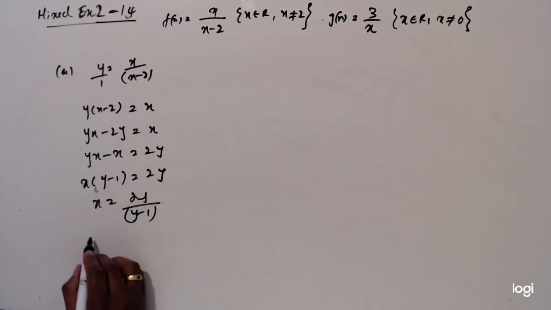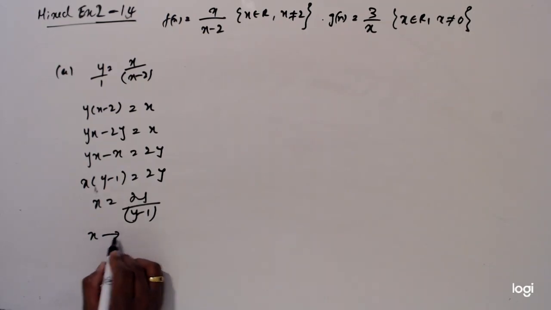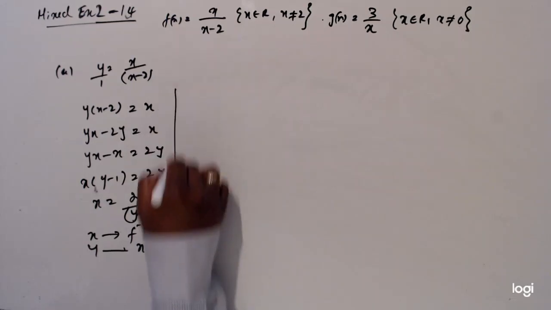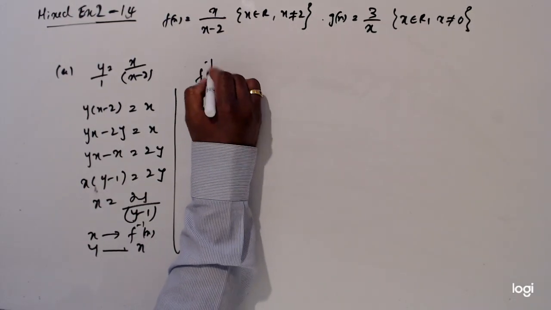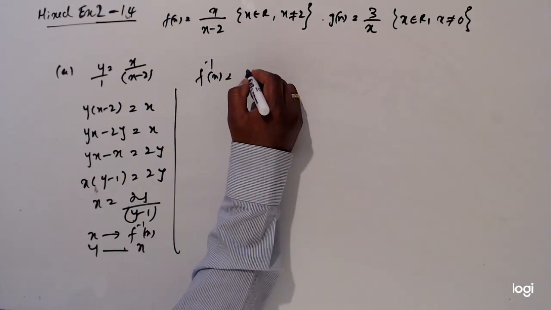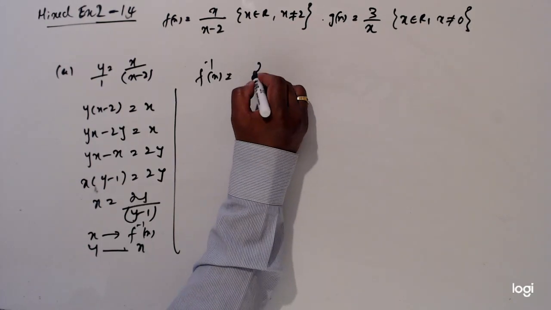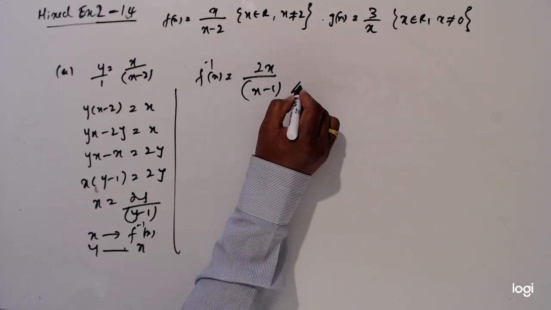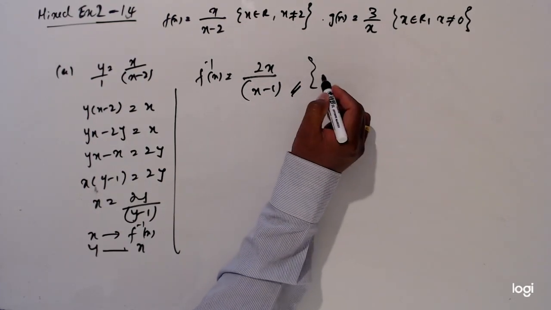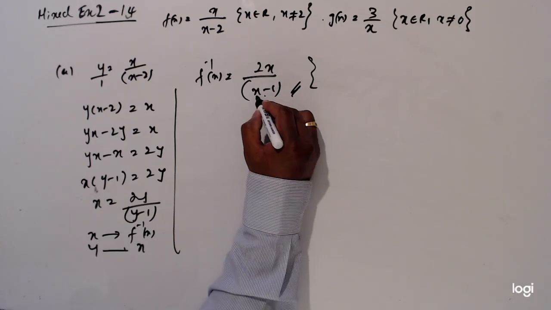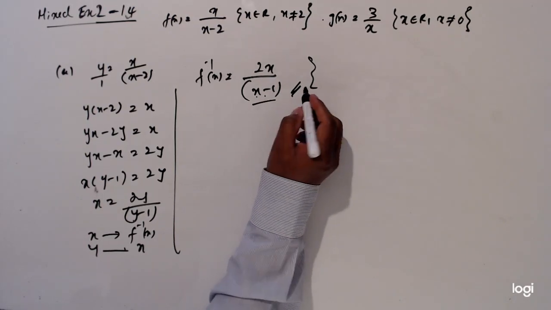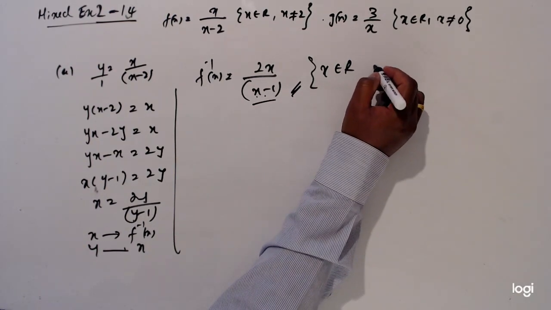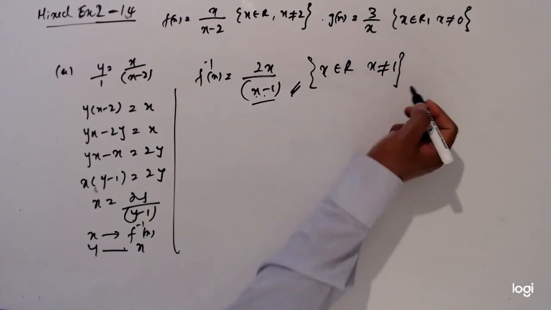And then x goes to f inverse x and y to x. The inverse function is 2x over x minus 1, and for the domain, when x equals 1 it's asymptotic, so x is a real number, but x can't be equal to 1.